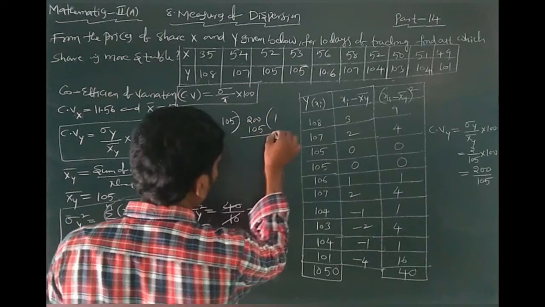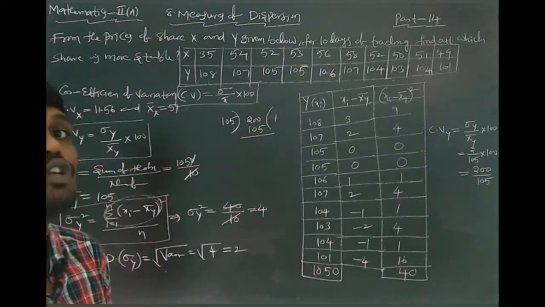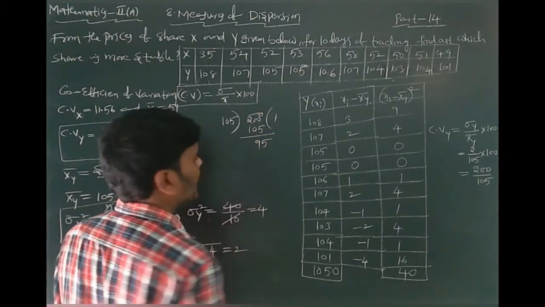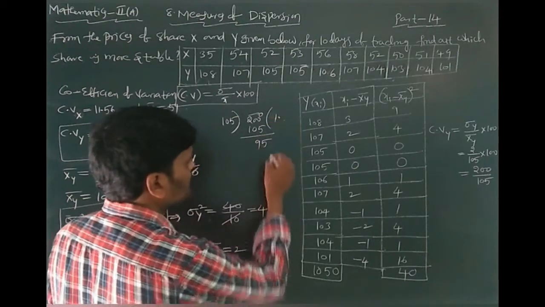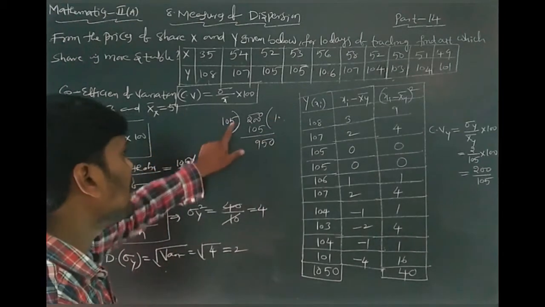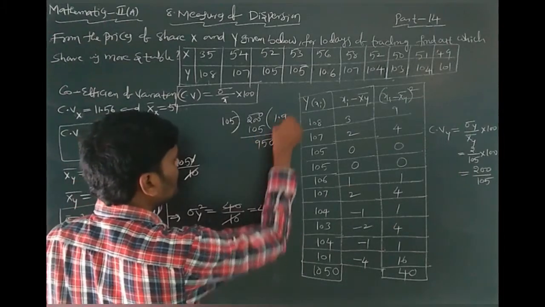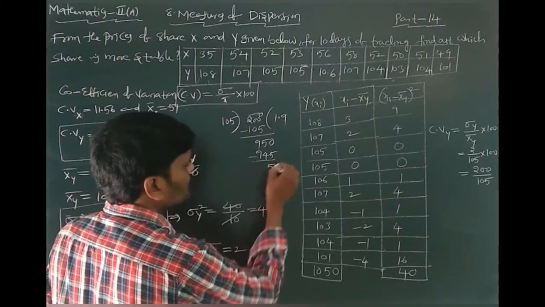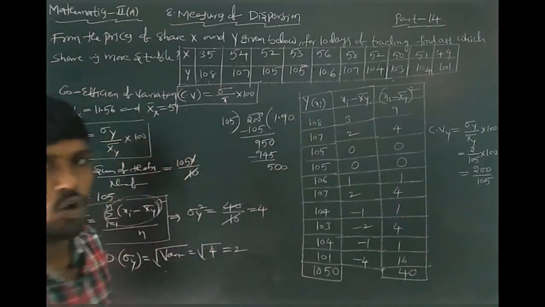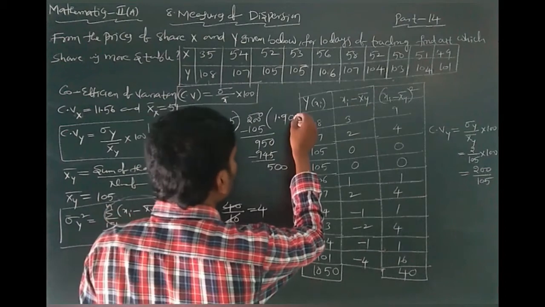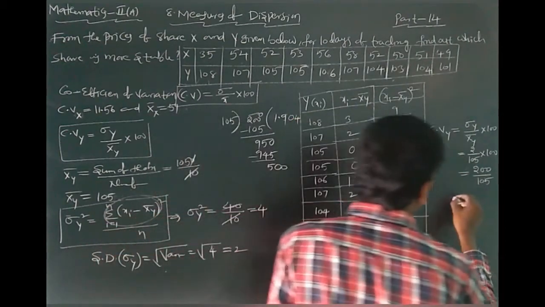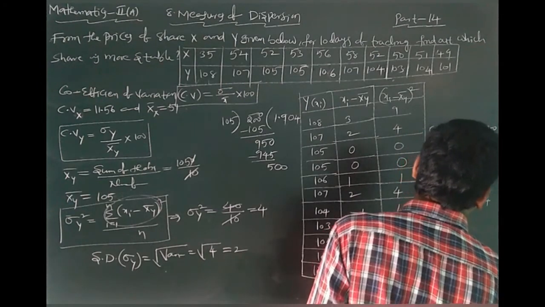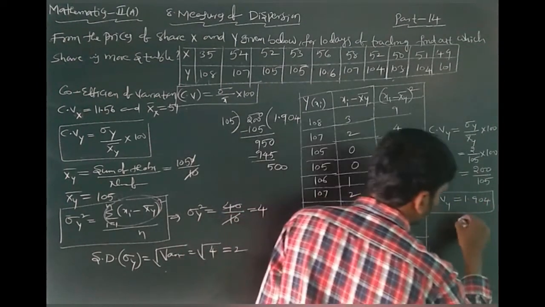Now the division. 105 ones are 105. Okay, students. 105 twos are 210. Remaining, we have to take 0. 105 nines are 945. Remaining subtraction, 5. We take 0 again. This is the value: 1.904. This is the approximate coefficient of variation of y.